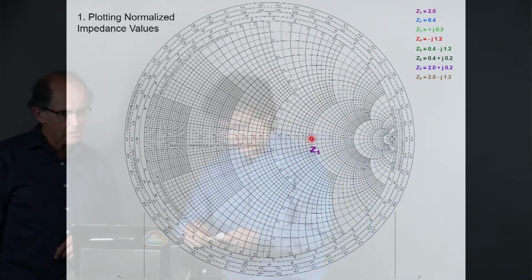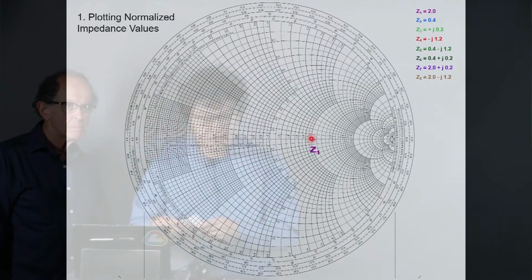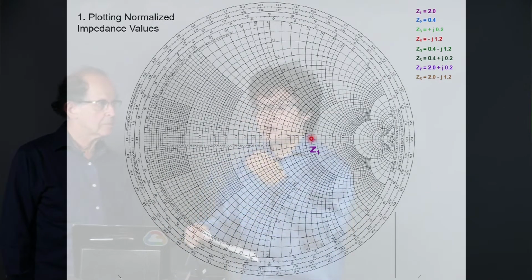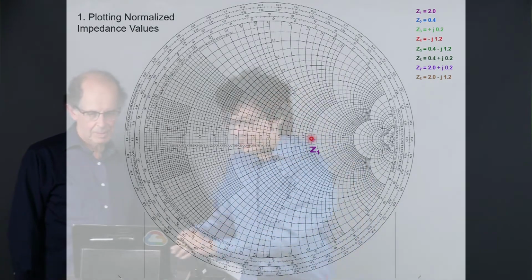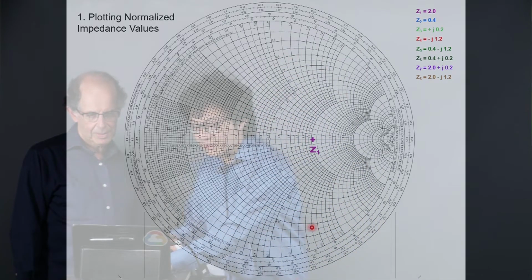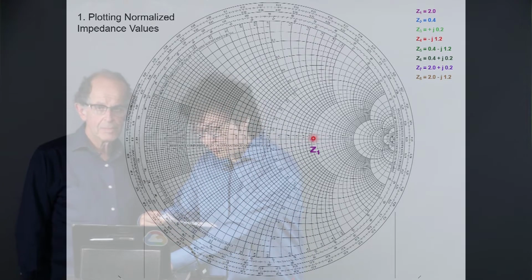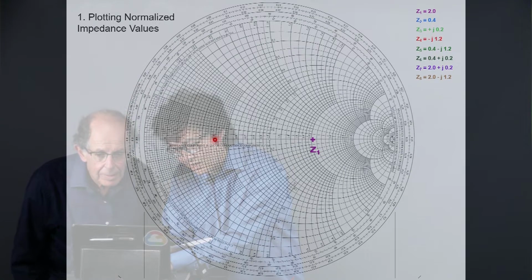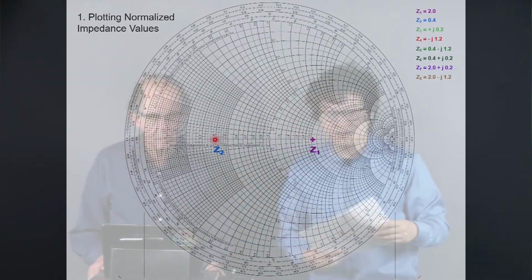Okay. Z2 equals 0.4. Just to be clear, both the 2.0 we just did and the upcoming 0.4 are purely real values. There's no imaginary component to it, and that's why we're not looking at the radially outward circles. We're staying on the center line. So when we do 0.4, you look at the real value axis, and it's right around here. And there it is, Z2.